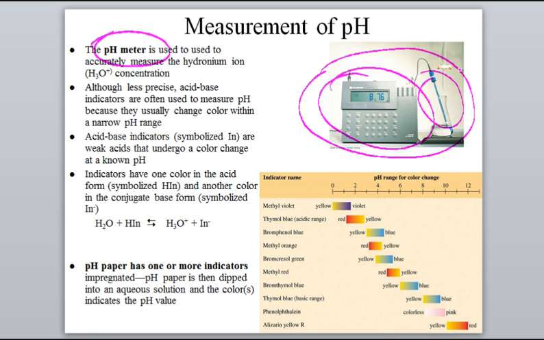We also use chemicals that are called indicators. These indicators are chemicals that have a color, and whether they show a certain color or not depends upon the acidity, depends upon the pH. The first indicator that we're going to use in the laboratory is phenolphthalein. Phenolphthalein, if the pH is less than 8, it's colorless. When the pH goes above 8, it turns pink.